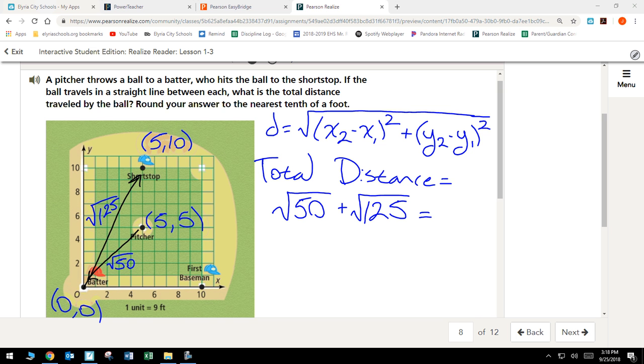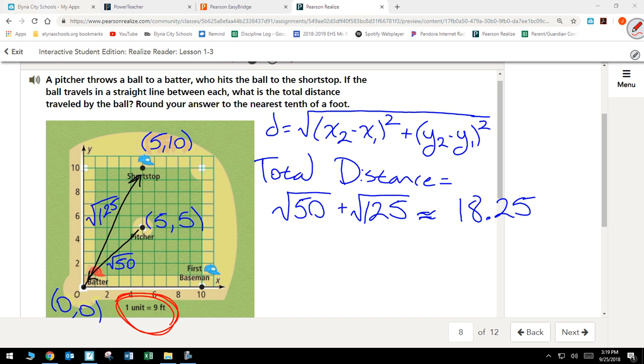So, at this point, I would come to my calculator, and I would just type in that expression, because if we're answering this problem, it wouldn't do to leave my answer as square root of 50 plus square root of 125. I would want to say that the square root of 50 plus the square root of 125 is approximately 18.25. And that's just units.